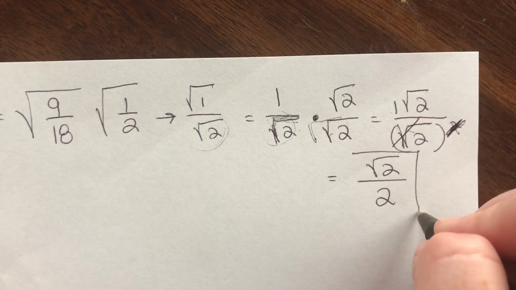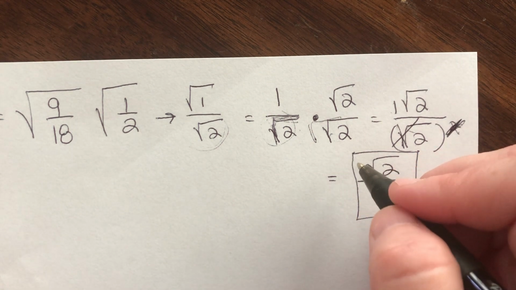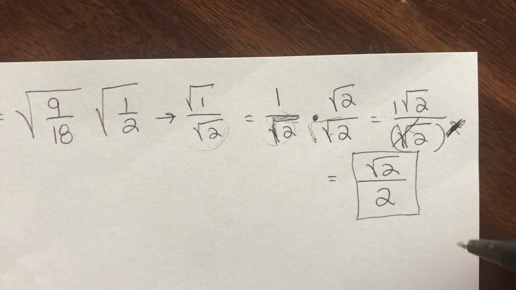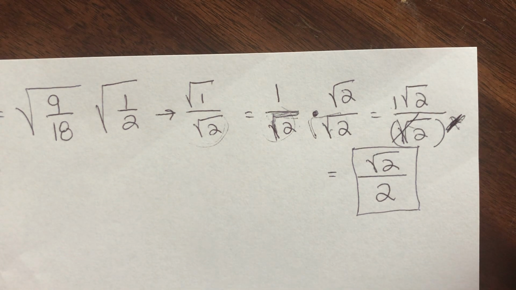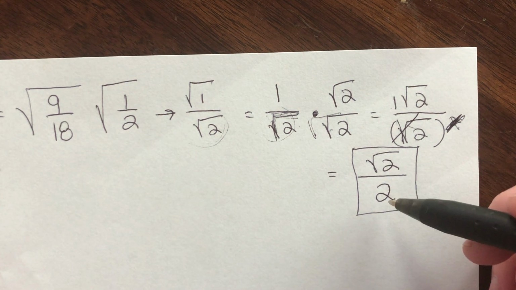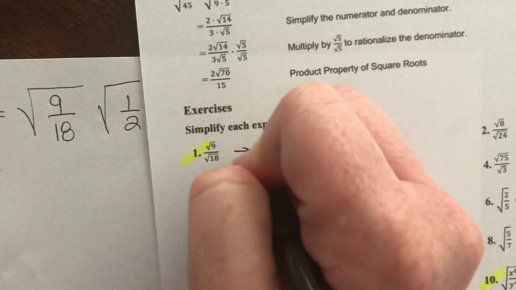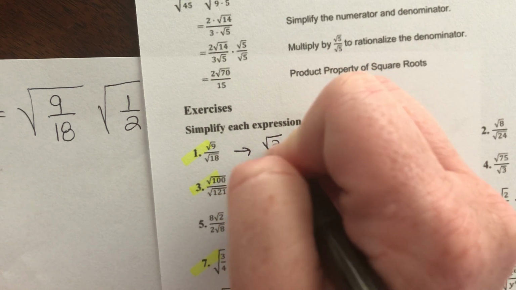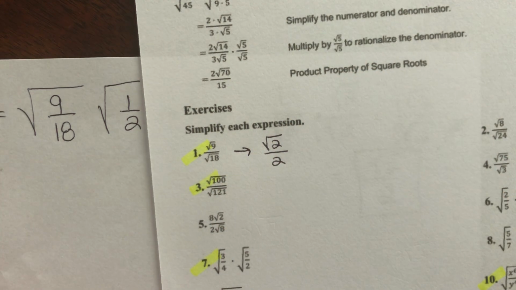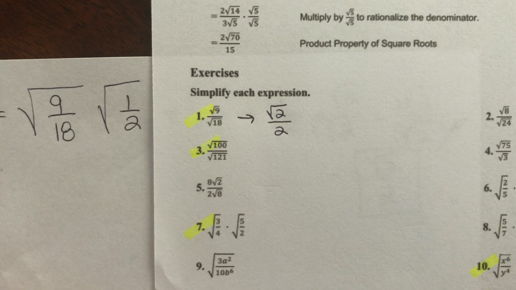You can have a radical in the numerator, in the top of your fraction. You just cannot have one in the denominator. So square root of 2 over 2 is our final answer. We're going to do another example, but our final answer here is square root of 2 over 2. We'll have more to go over so that you can get more practice with that.